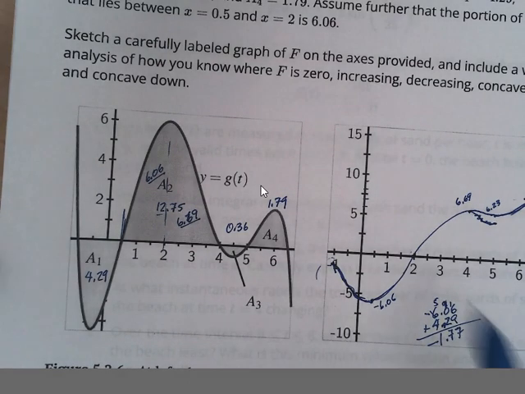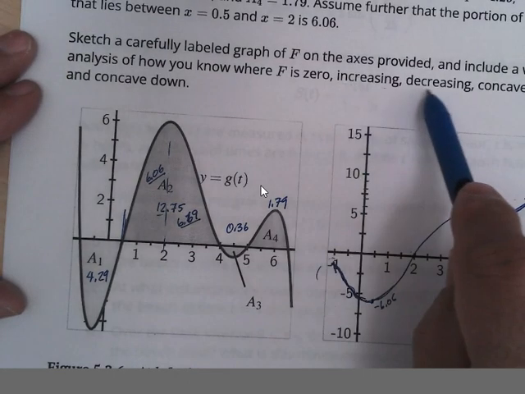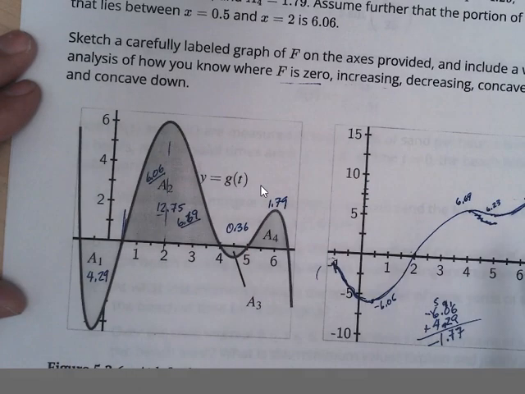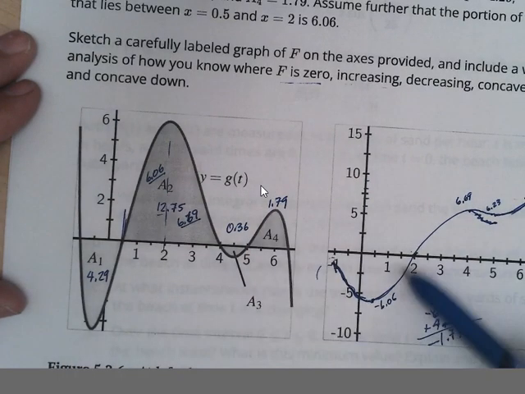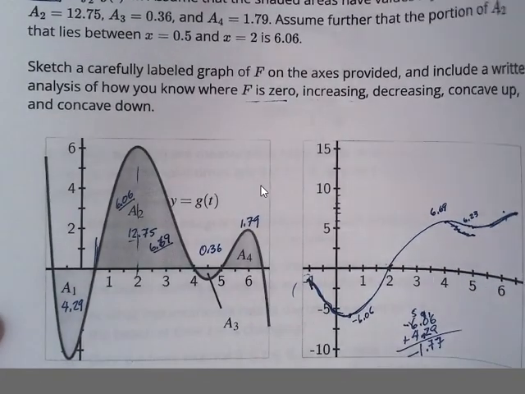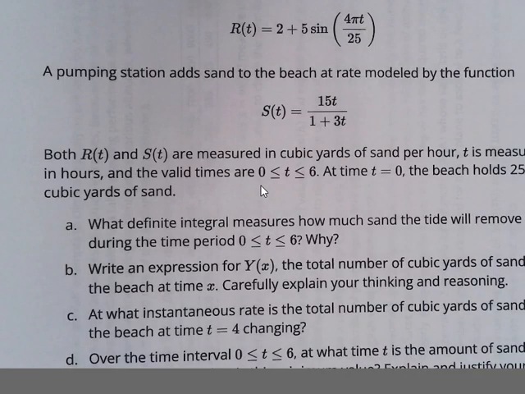Okay? And I talked about the increasing, decreasing, concave up, concave down, and where it is 0. I talked about all the curvatures. Okay. Number 5.